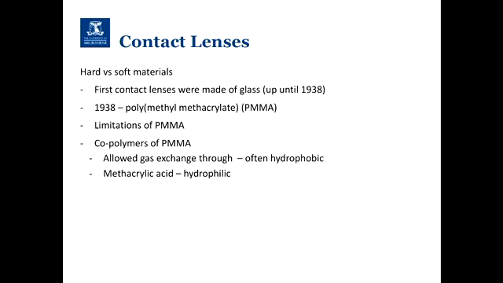So PMMA is a polymer. You can make copolymers, so adding different mixtures of polymers in different ratios together to change the properties. So PMMA was good for particular reasons, but then how do you add in gas permeability? You add in a different component.